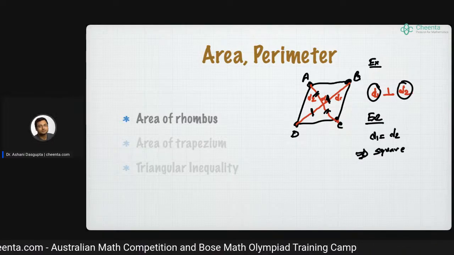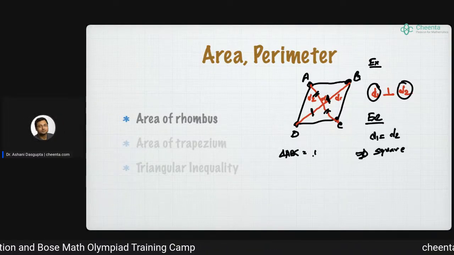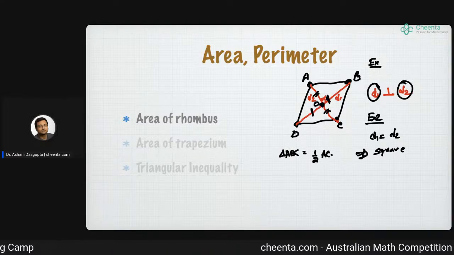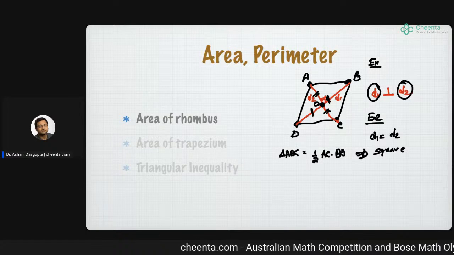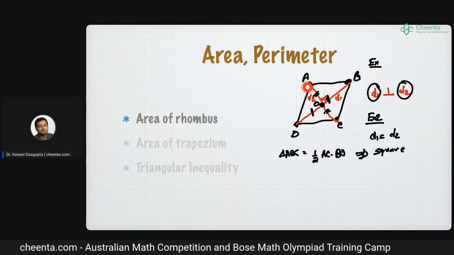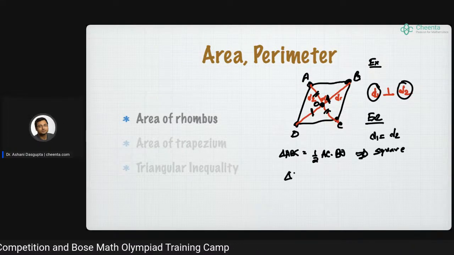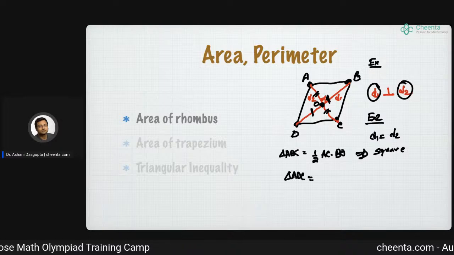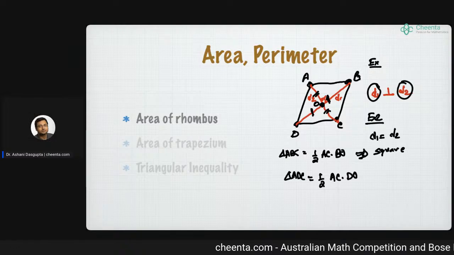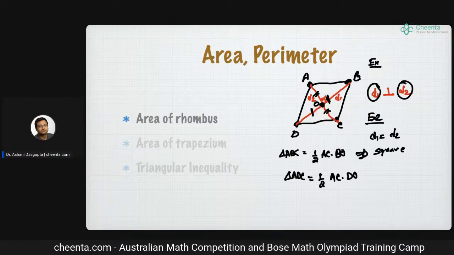Now, if you can find out the area of triangle ABC from here, which is half of AC times, let's say, BO, because BO is perpendicular and AC is the base. Similarly, the area of triangle ADC is half of AC times DO. Again, in ADC, AC is the base, DO is the perpendicular.